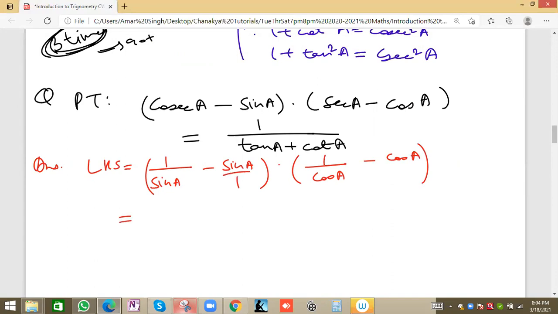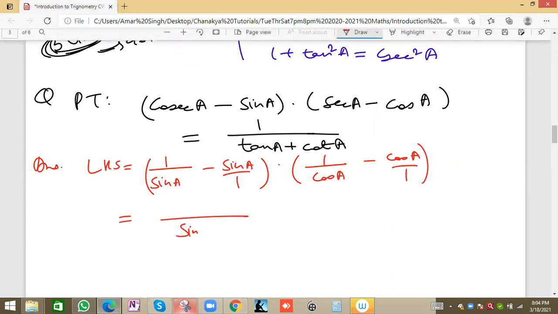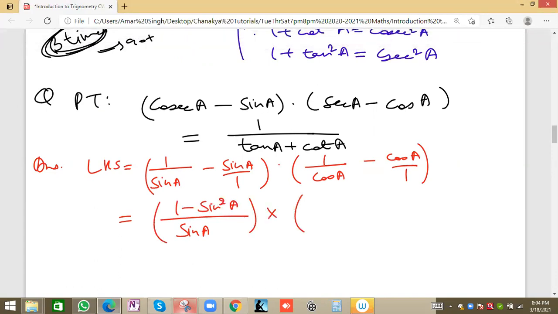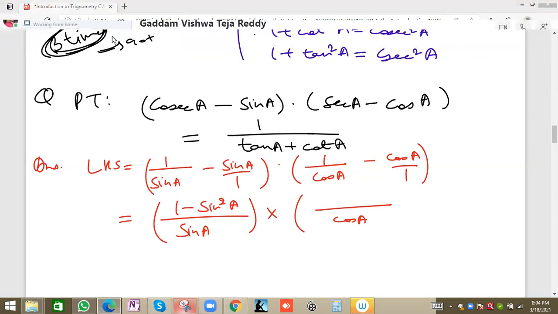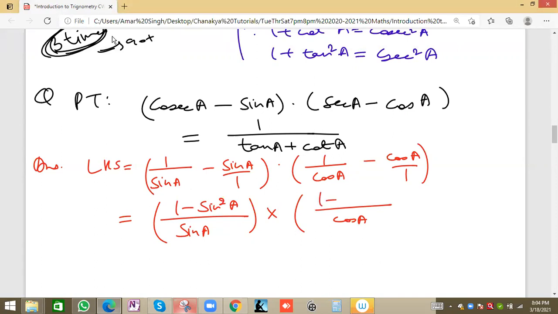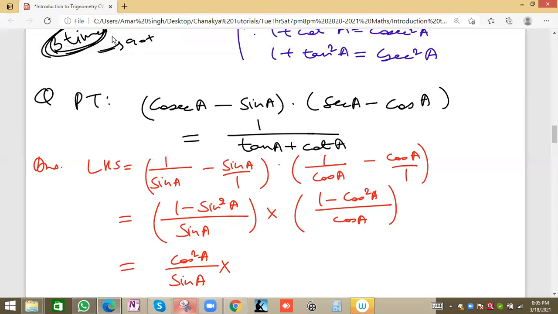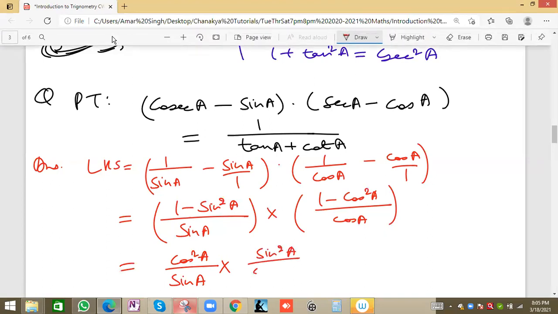Now we can take the LCM sin A here and cos A here. So (1 minus sin square A) in brackets by sin A, into (1 minus cos square A) by cos A. Okay, Purva and Namrit could solve the question, no problem, fine. Others can also solve. So 1 minus sin square A is cos square A from the identity, by sin A, into 1 minus cos square A, which will be sin square A, by cos A.